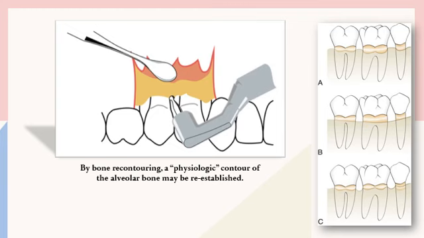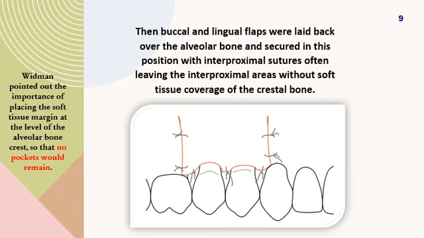Widman pointed out the importance of placing the soft tissue margin at the level of the alveolar bone crest at the end of the surgery so that no pocket would remain. Then buccal and lingual flaps are laid back over the alveolar bone and secured in this position with interproximal sutures. So when we want to have no pocket to remain, the interproximal areas are usually going to be exposed. So there's going to be no soft tissue coverage over the interdental crestal bone. This is the main weak point of the original Widman flap.